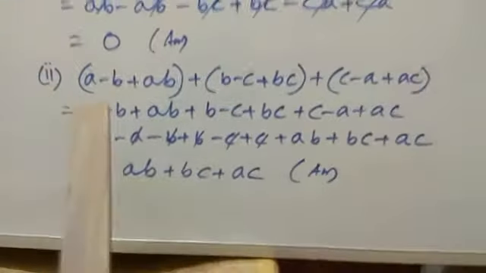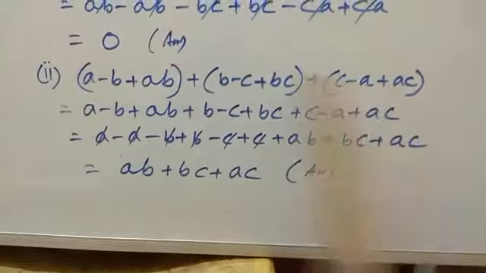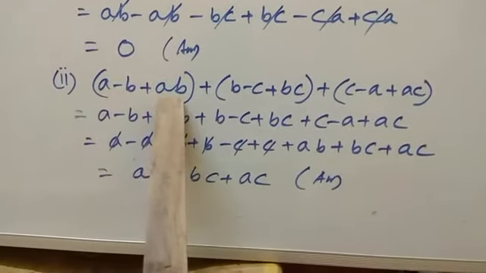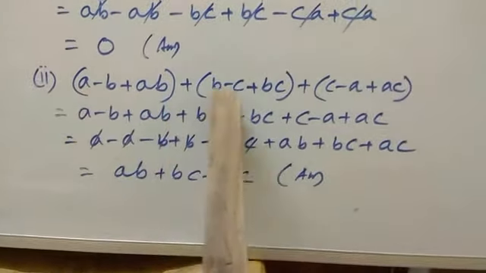One more. Roman 2. These are the three expressions given. Find the sum. So first I write A minus B plus AB, plus B minus C plus BC, plus C minus A plus CA. After removing the brackets: A minus B plus AB plus B minus C plus BC plus C minus A plus AC.